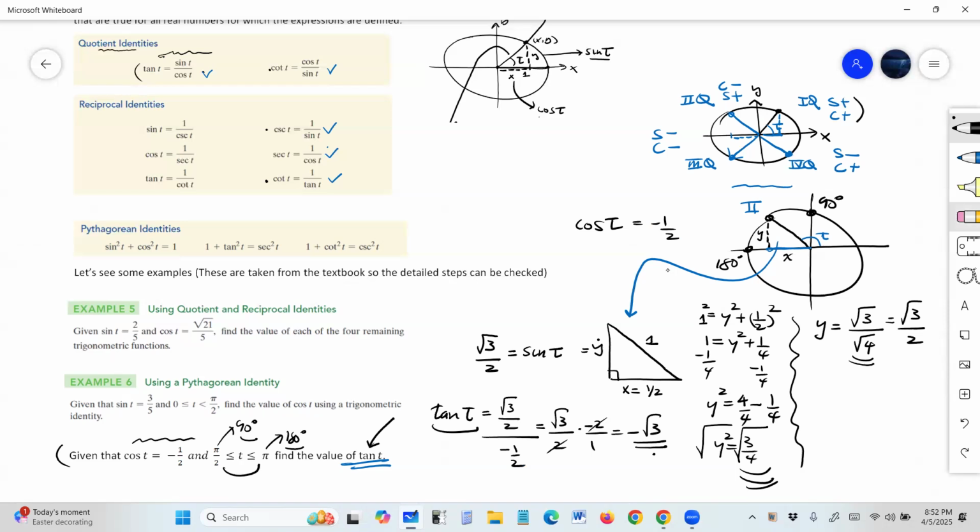And again, if I wanted to find the other functions, I would use the same identities here: cotangent, cosecant, and secant, the other three. Okay, so this is how you use these identities, the quotient or the reciprocal, to find the value of all trigonometric functions on the unit circle.